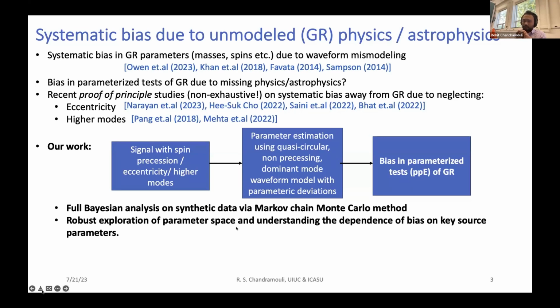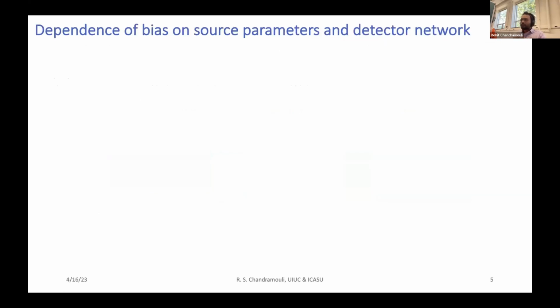And we do this in a fully Bayesian analysis on synthetic data using the Markov chain Monte Carlo method. And this ensures that we have a robust exploration of the parameter space, and also allows us to understand how the bias depends on important source parameters. Now, speaking of that, I want to discuss a little bit about how exactly this bias depends on source parameters and also on the detector network.